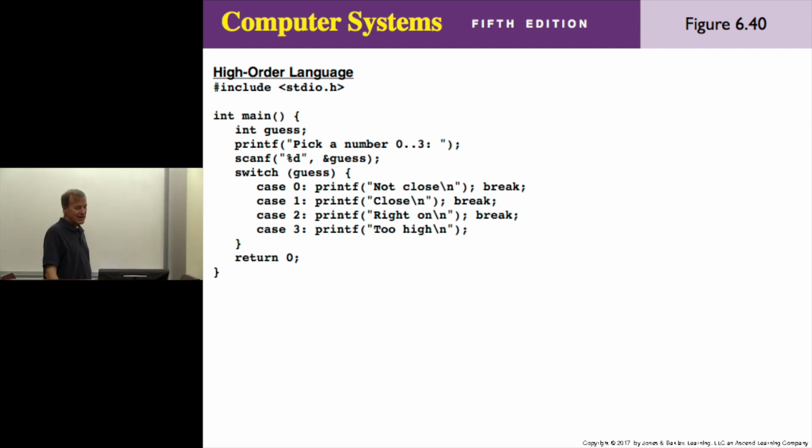All right, int main, int guess, printf, pick a number 0-3, scanf, guess. Now what does it say? Switch what? Guess. And case 0 is printf not close, break. Case 1 is printf close, break. Case 2 is printf blah, case 3 blah blah blah, and returns. Is everybody clear on that? How it does it? Okay, so let's see. Who wants to go first?